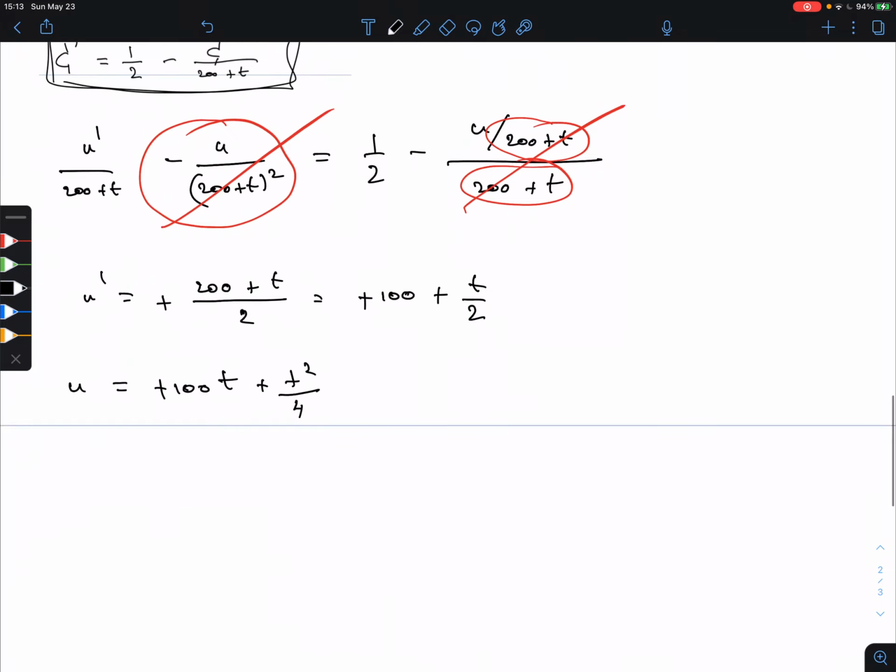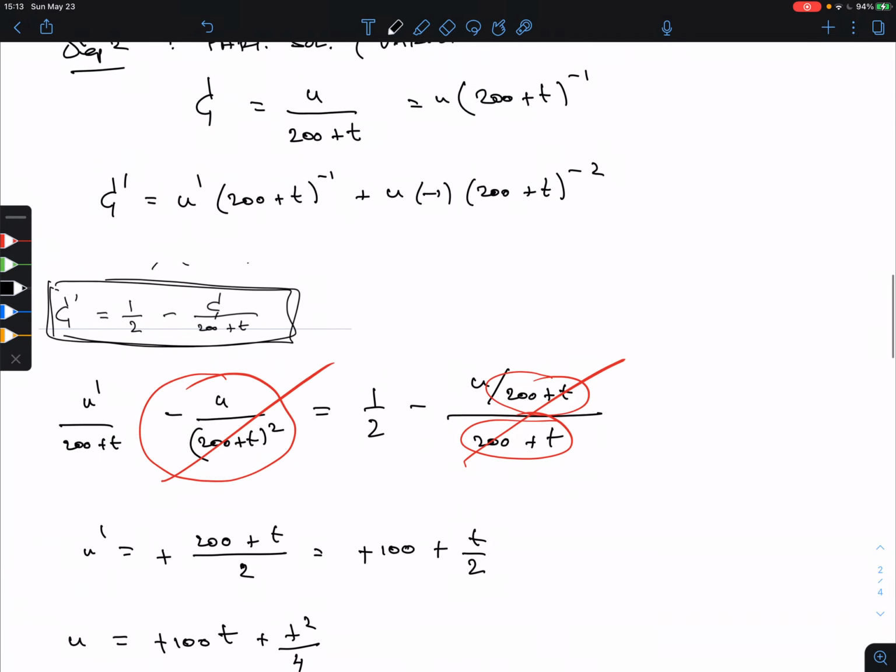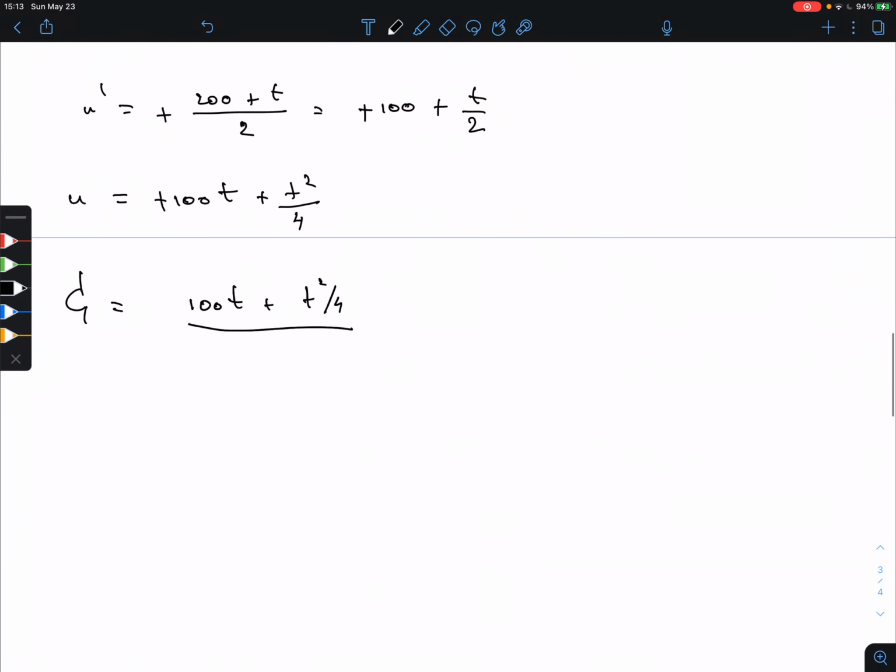That's my u. So I see now that c itself is 100 t plus t squared over 4, divided by 200 plus t. Okay, and I don't like the 4 in the denominator, so I'm multiplying top and bottom by 4. That is 400 t plus t squared over 800 plus 4t. Okay, but that's not necessary.